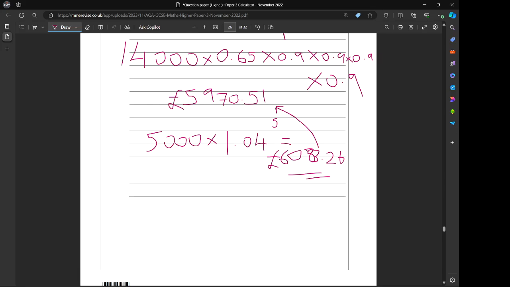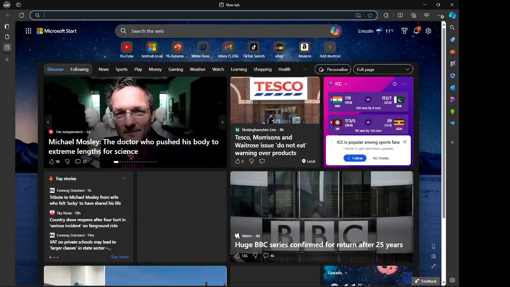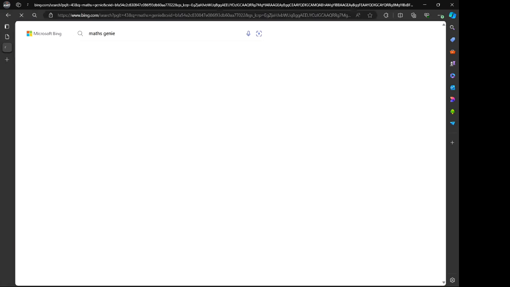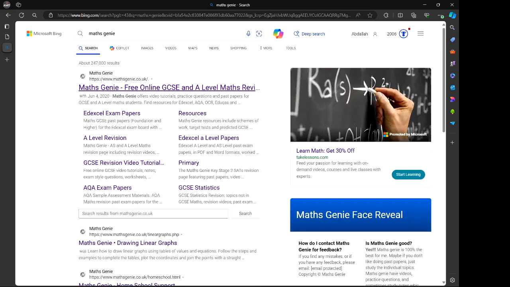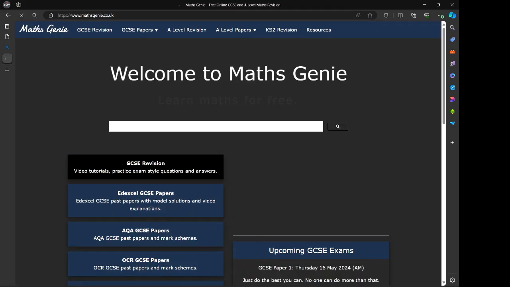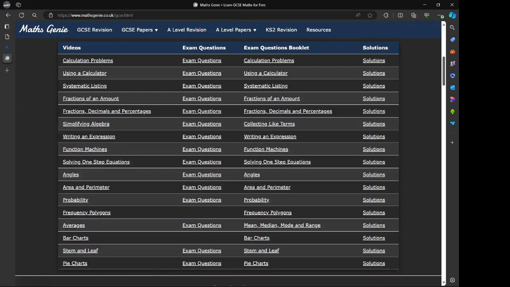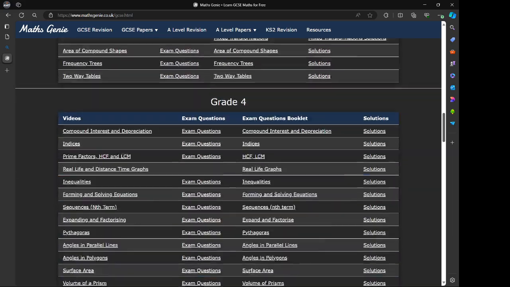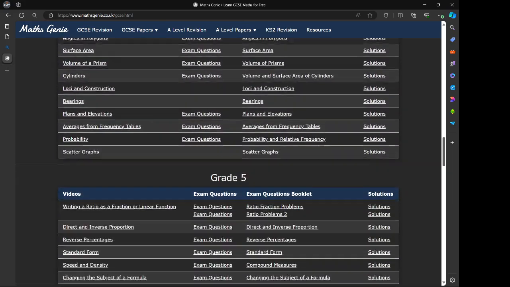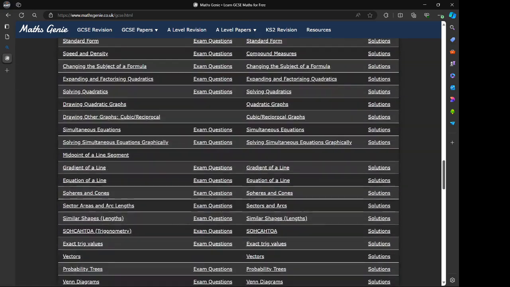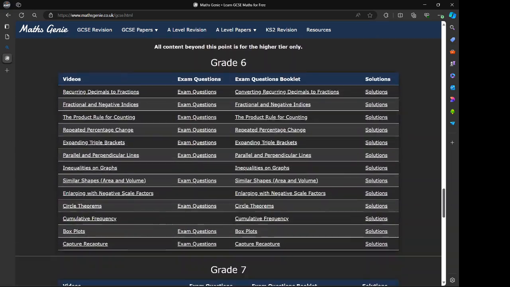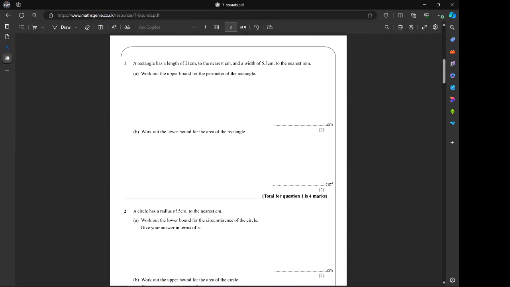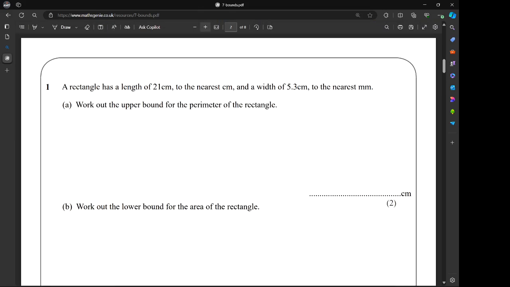Let me keep getting a question here. Let me just type in Maths Genie. Okay, let's have a look. Some bounds questions. So where is bounds? Here we go, bounds. Let us try this one here.